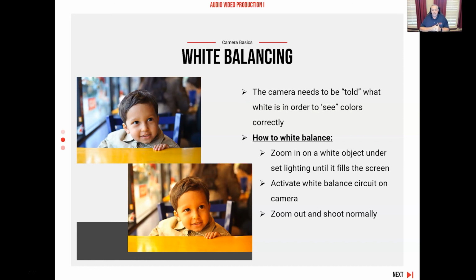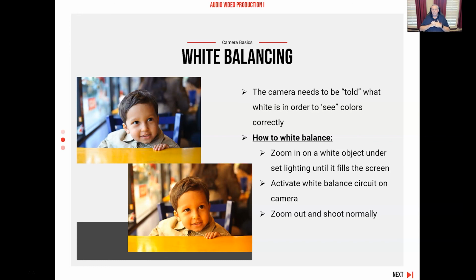So what you would do with this kid right here is have him hold the white card or the white piece of paper in front of him. You would zoom in on the white with the camera and hit the manual button for white balancing. The camera will go, oh, that's white. That's what white's supposed to look like. And it will adjust its temperature to account for that lighting and make your scene look pretty good.